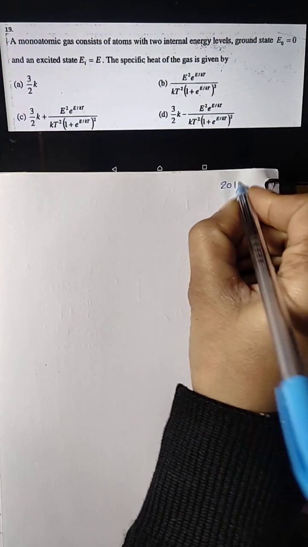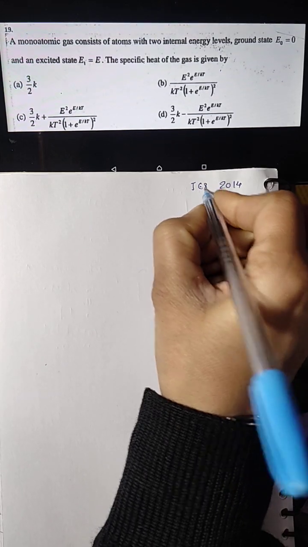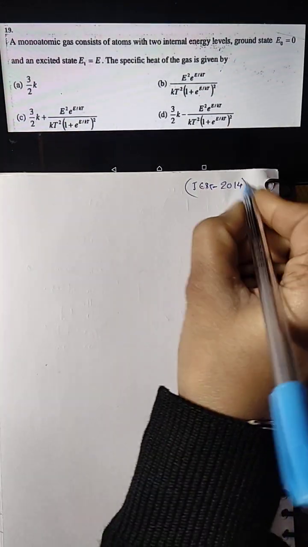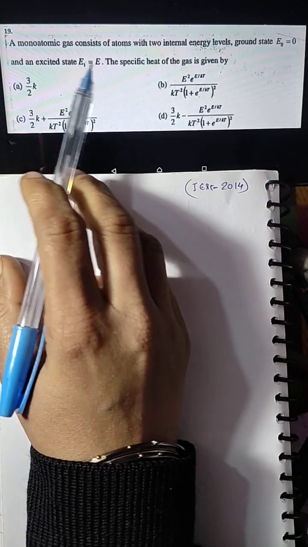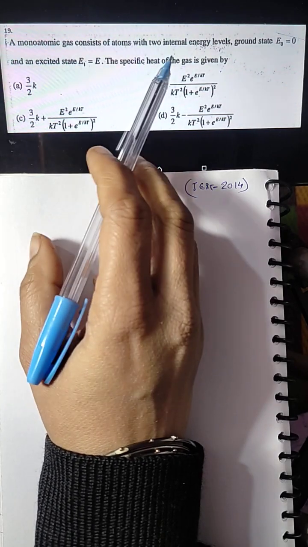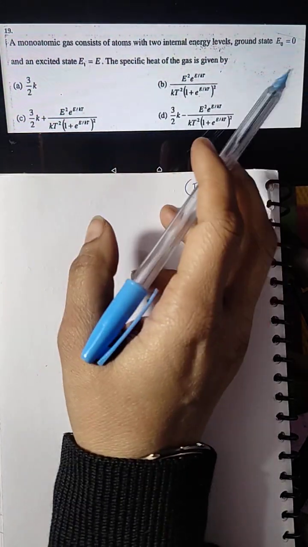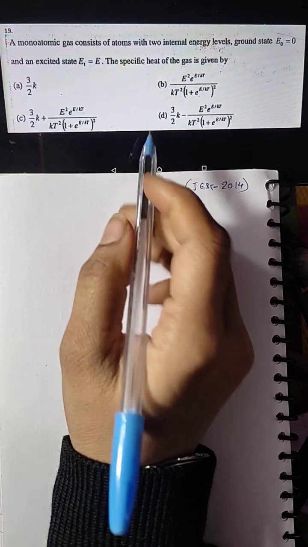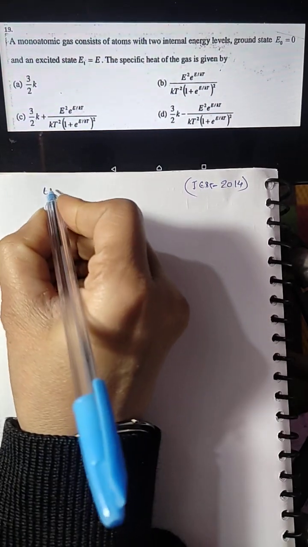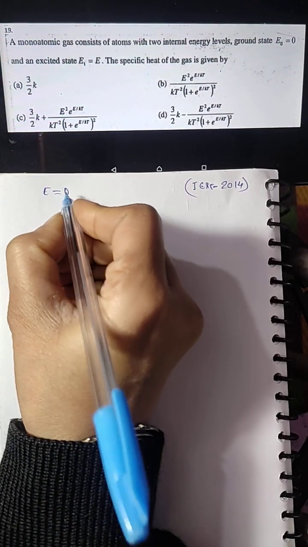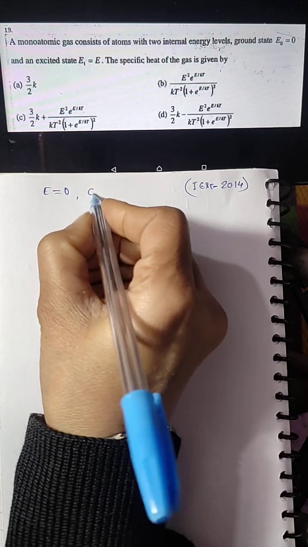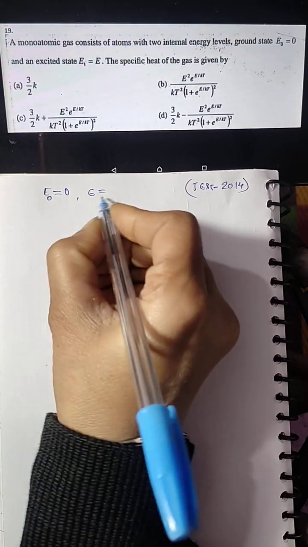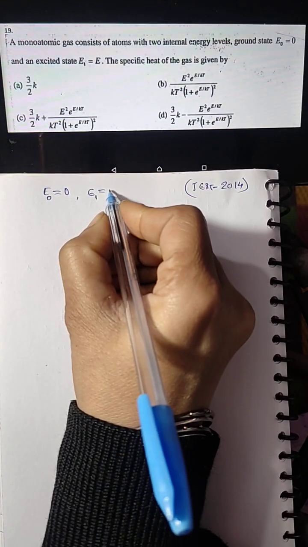So this question is given in the JEST 2014 examination. The question is, a monoatomic gas consists of atoms with internal energy levels, ground state is 0 and the first excited energy state is E.